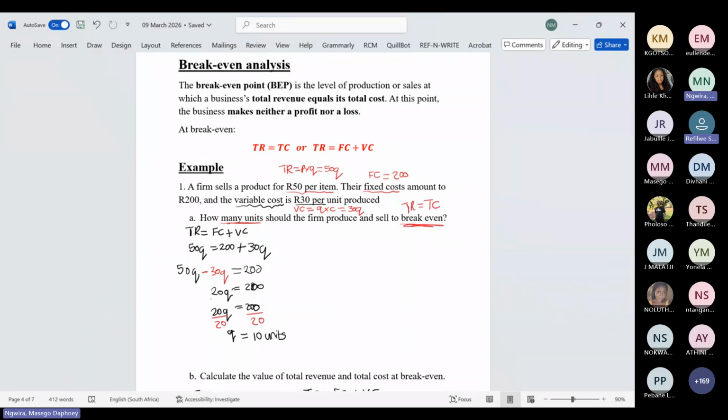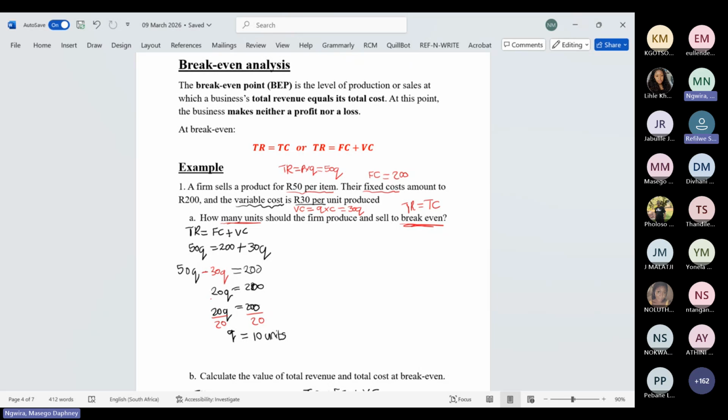How did you get that 50Q? Remember from, I think it's the first unit, this first chapter, we said that total revenue is equal to P times Q, P being the price per item. So the Q stands for your item. If I had 2, it was going to be 50 times 2 of them. Do you understand? Yes. So that's our total revenue.